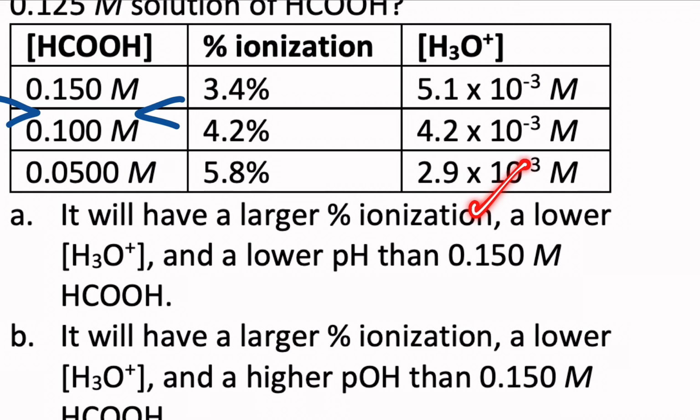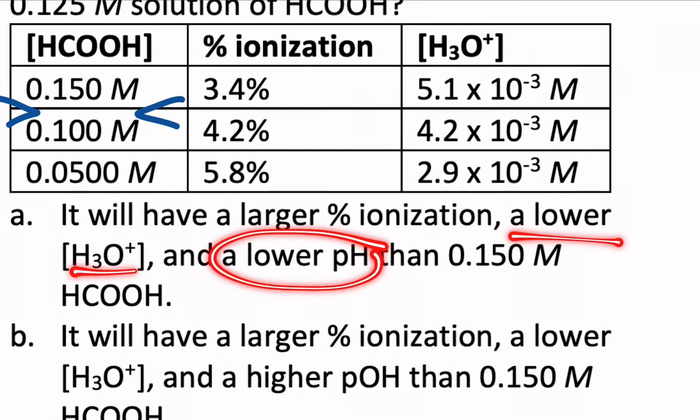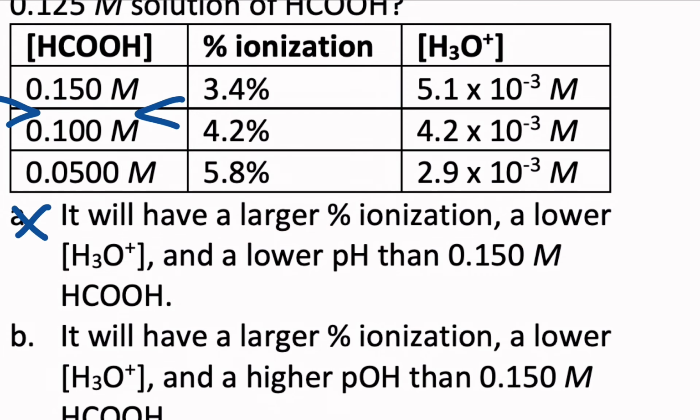It would have also, in between these molarities, a lower H plus concentration. That's true. But if the H plus concentration is lower, that actually means pH would be higher, not lower. So A is an incorrect statement.